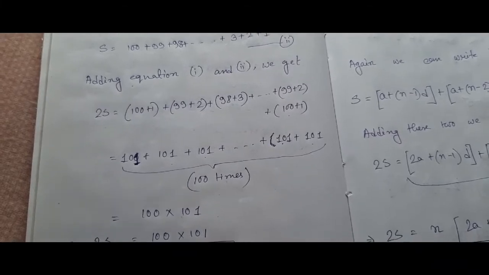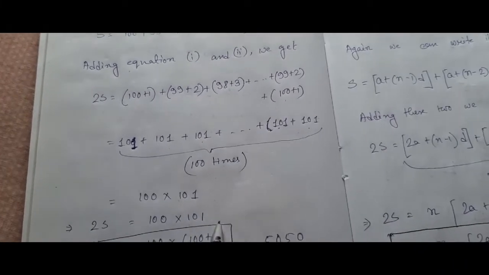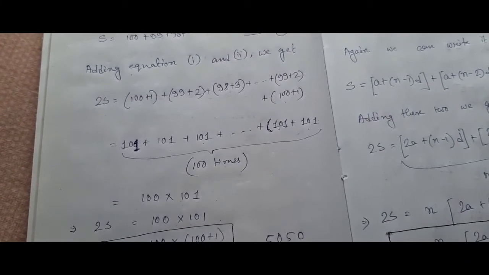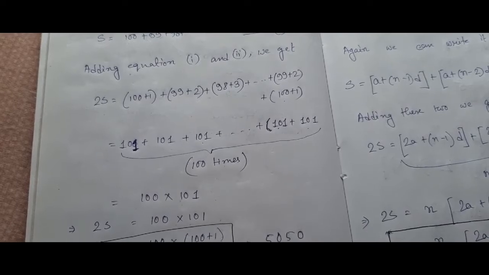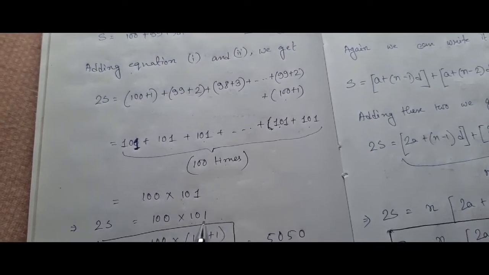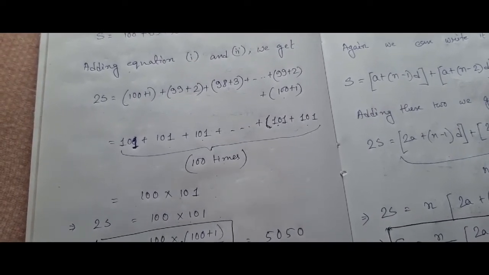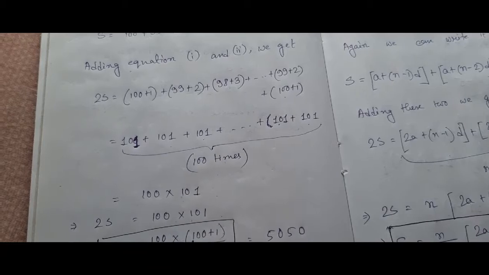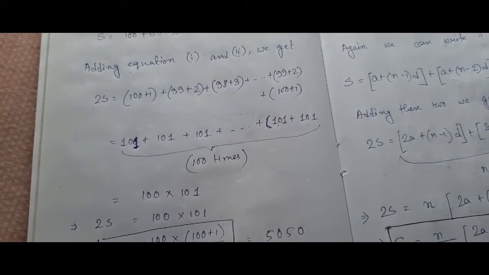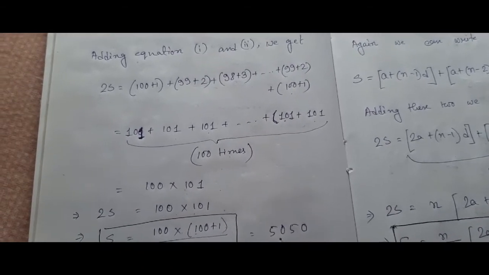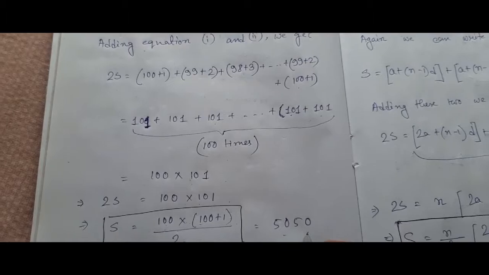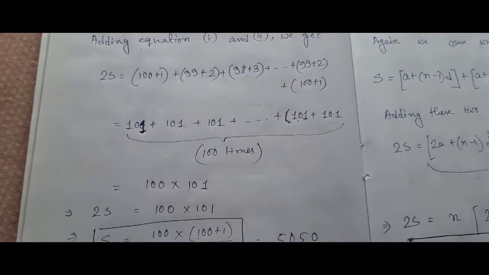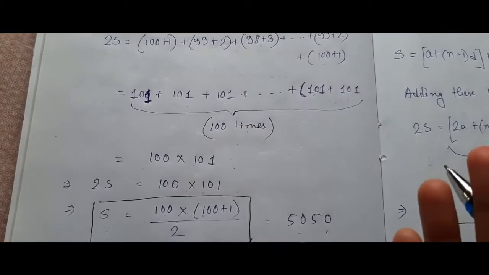So 2S equals 100 into 101, that is S equals 100 into 101 by 2. I can write this expression as 100 into 100 plus 1 by 2. If you calculate this one, you will get 5050. Okay, so from here I can generate a formula.